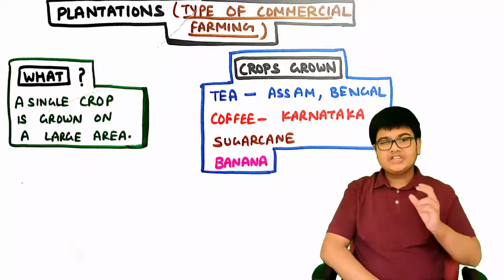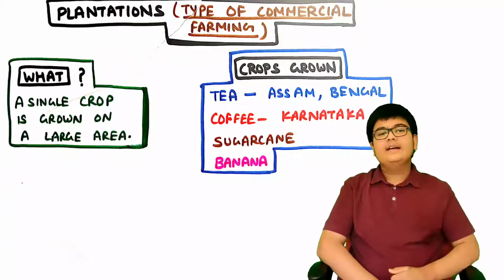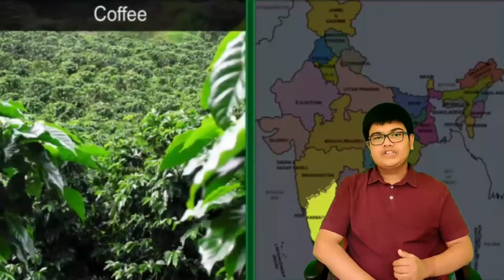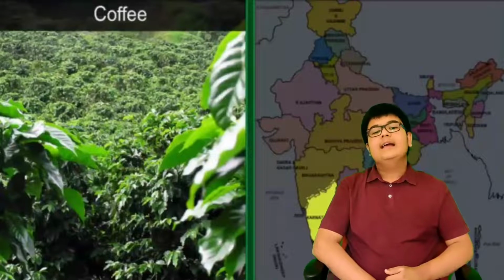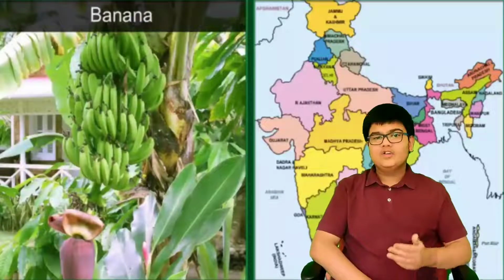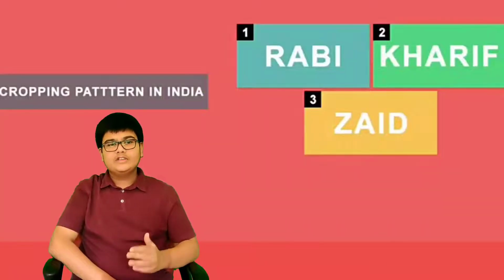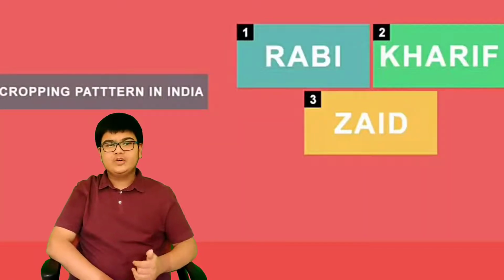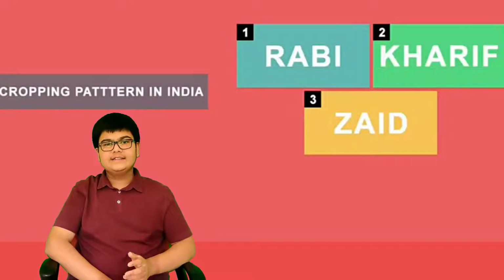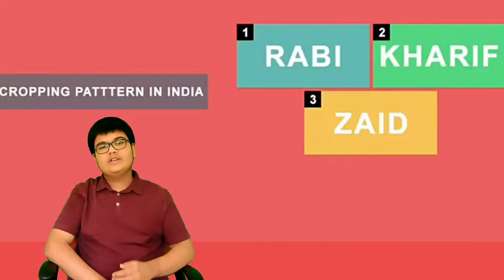Now let's study about a type of commercial farming, that is plantation. So in plantations, a single crop is grown on a very large area. And in India, plantations of tea are found in Assam and Bengal. Plantations of coffee are found in Karnataka, and plantations of sugarcane, banana, rubber, etc. are also found. Now this brings us to the last topic of this video, which is cropping patterns or seasons in India. So in India, there are three cropping seasons: the rabi season, Kharif season and Zaid season. Now let us study about each of them in detail.